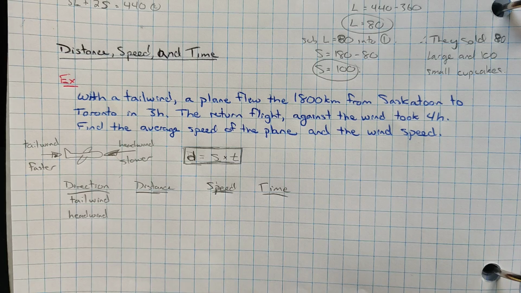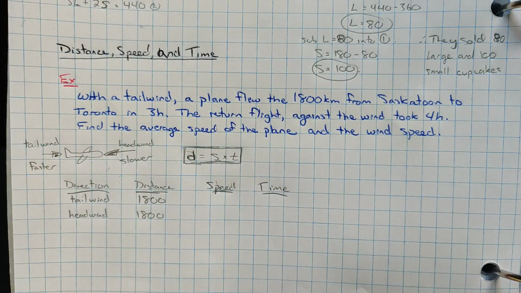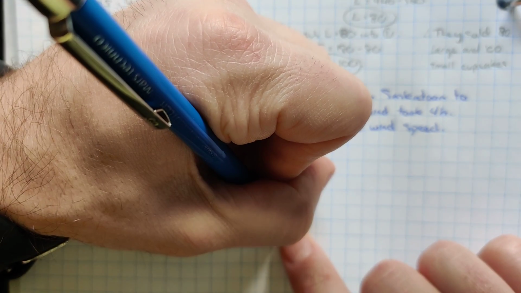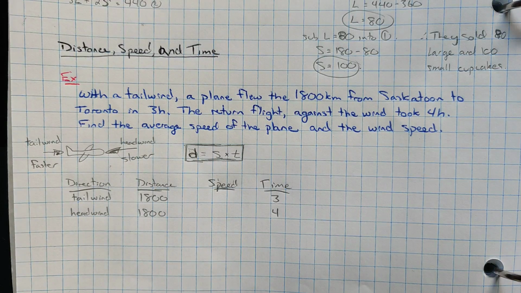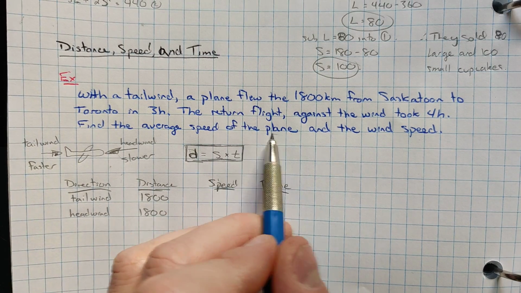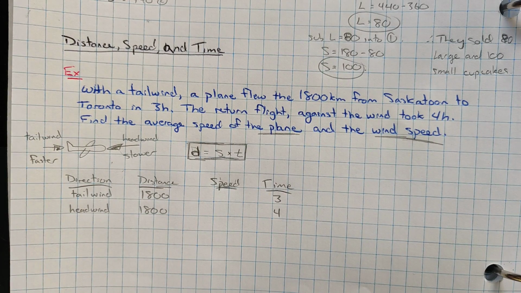The distance in both cases, as we go from Saskatoon to Toronto and then Toronto to Saskatoon, is going to be the same, 1,800. The speed, we don't know. The times we do. So the time with the tailwind was 3 hours and then 4 hours. Now, this is where it becomes important. We need two variables in these type of questions, because we need the speed of the plane and the wind speed. Okay, so we need two variables, the plane and the wind.